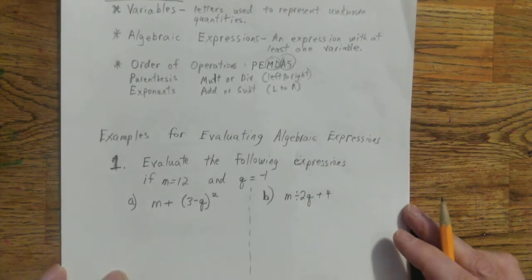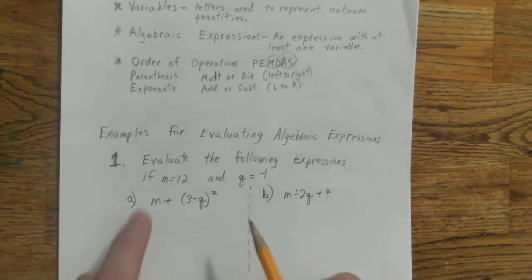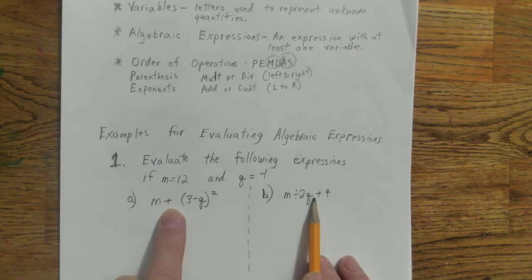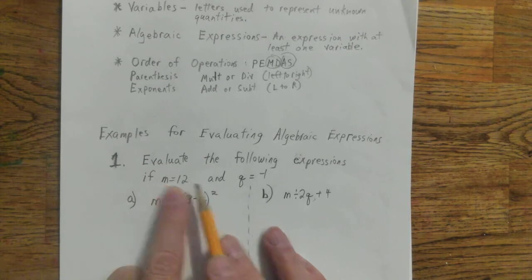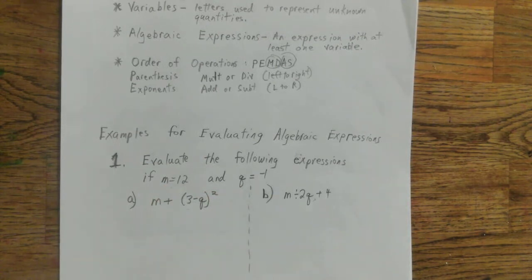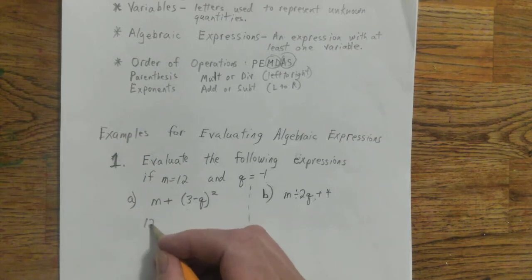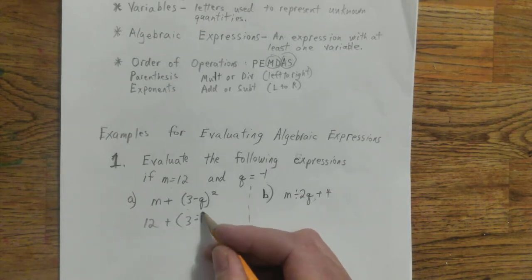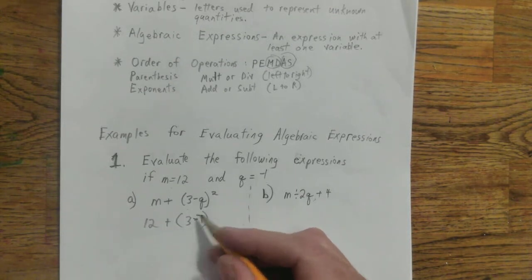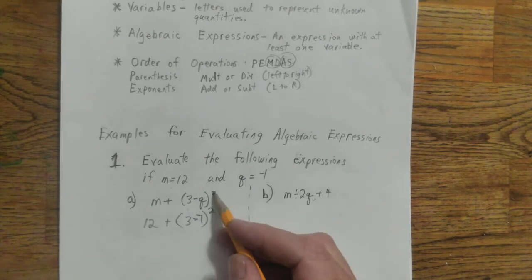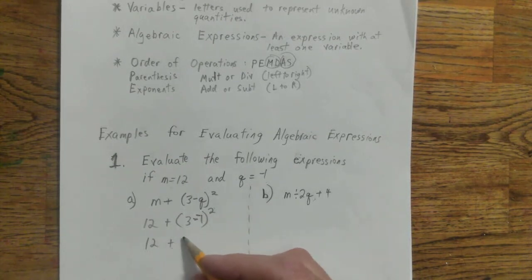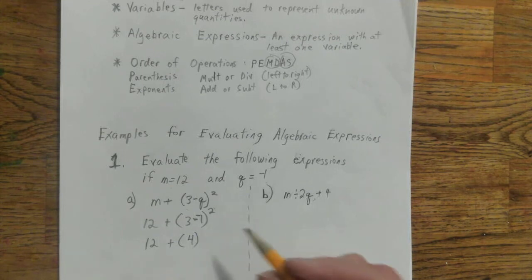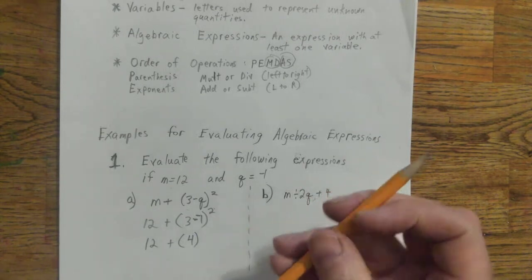All right. Now, let's just evaluate some algebraic expressions. For these two algebraic expressions, we're going to use the values m is 12 and q is -1. So the first thing I want to do is substitute. Where m is, I want to put 12, and where q is, I want to put -1. I've got a minus here and a -1 here. And then you have that second power. So I'm going to write this 12 plus, and do what's in parentheses. This is 3 minus -1, which is 3 plus 1, which is 4.